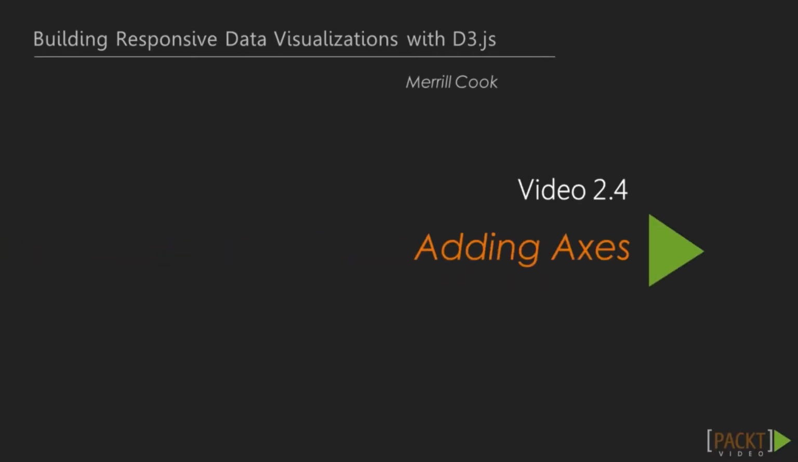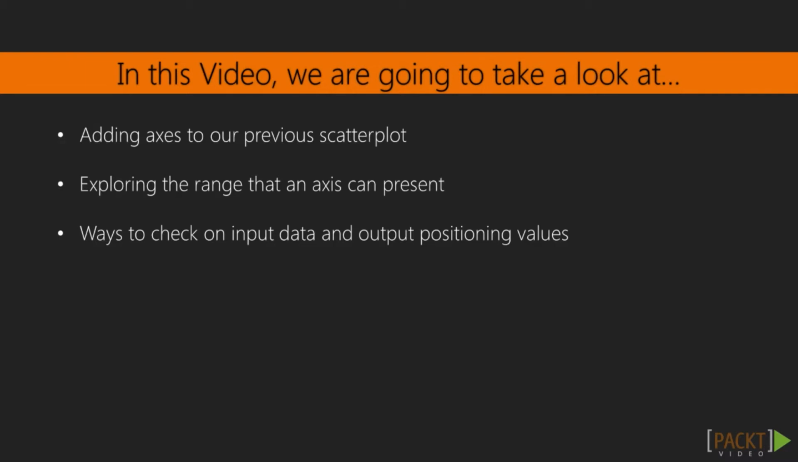Welcome to Section 2 of Video 4, Adding Axes. In the last video, we looked at how to add scales to our scatterplot. We're going to build off that lesson in this video, so as to render our scales as visual components of our visualization. We'll explore the range of data that can be included on axes and make some quality of life improvements to our code.